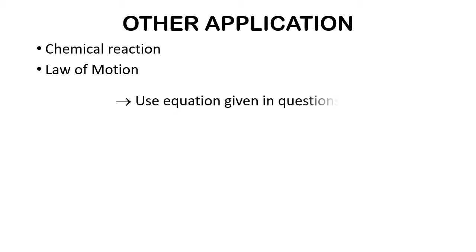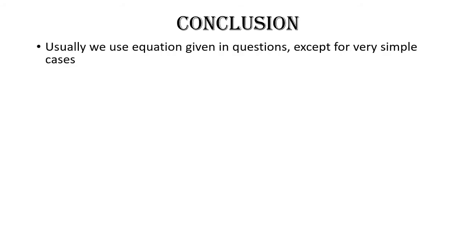So actually there are other applications apart from law of Coulomb and also electric circuit. There is also application in chemical reaction and also law of motion. Okay, about velocity, about distance. So that will be law of motion. So basically for this kind of application, don't worry. You don't need to find out the equation. You just use the equation given in the question, such as the one in the electric circuit. So we just use the equation given and try to integrate and solve to find the general and also particular solution. Okay. So before we end our video today, let's take a look at a few conclusions that we can conclude from this video. Okay, the first one.